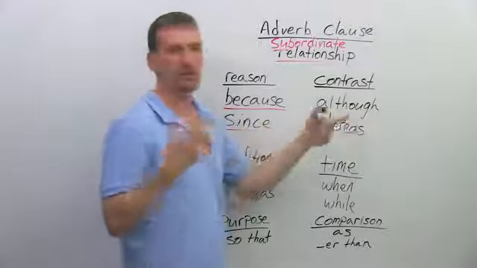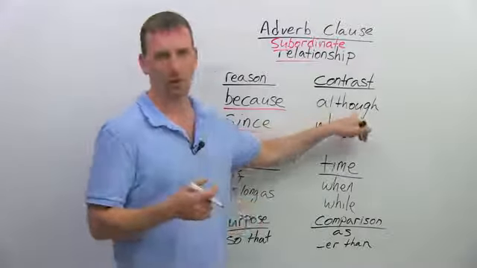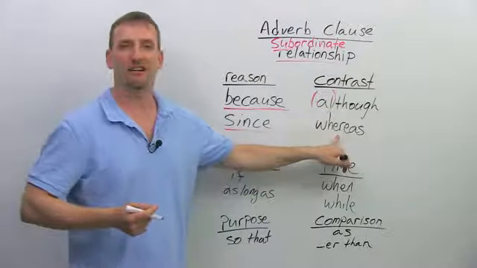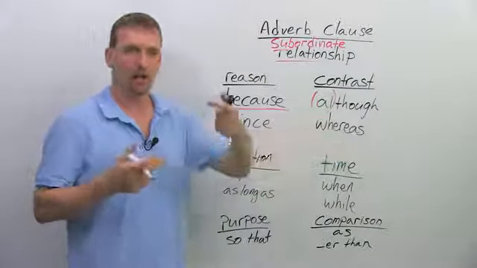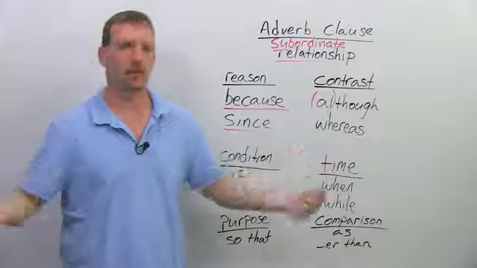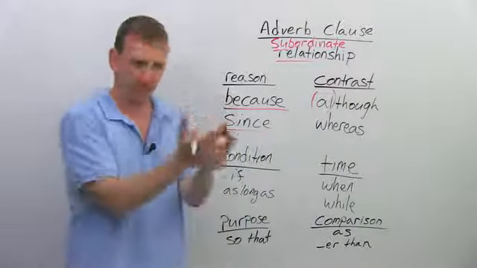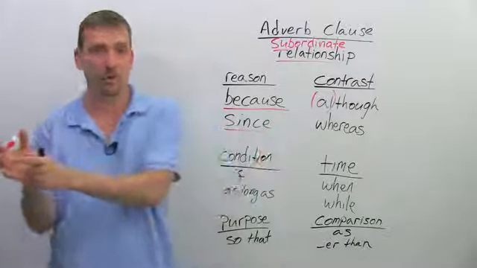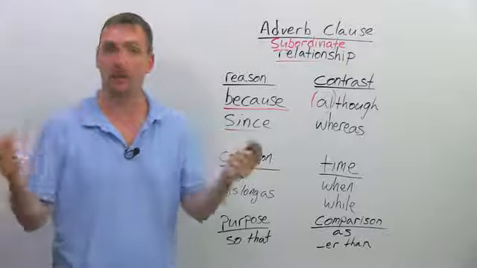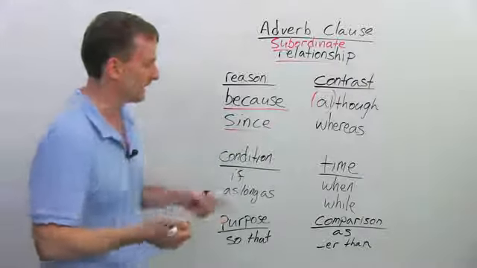The more common conjunctions for that are although or though, both are okay, mean the same thing. Or whereas, okay? Although I am very rich, I can't afford to buy a Lamborghini. Okay, so rich means lots of money. Can't afford means not enough money. Contrasting ideas. They're a little bit opposite from what one expects.